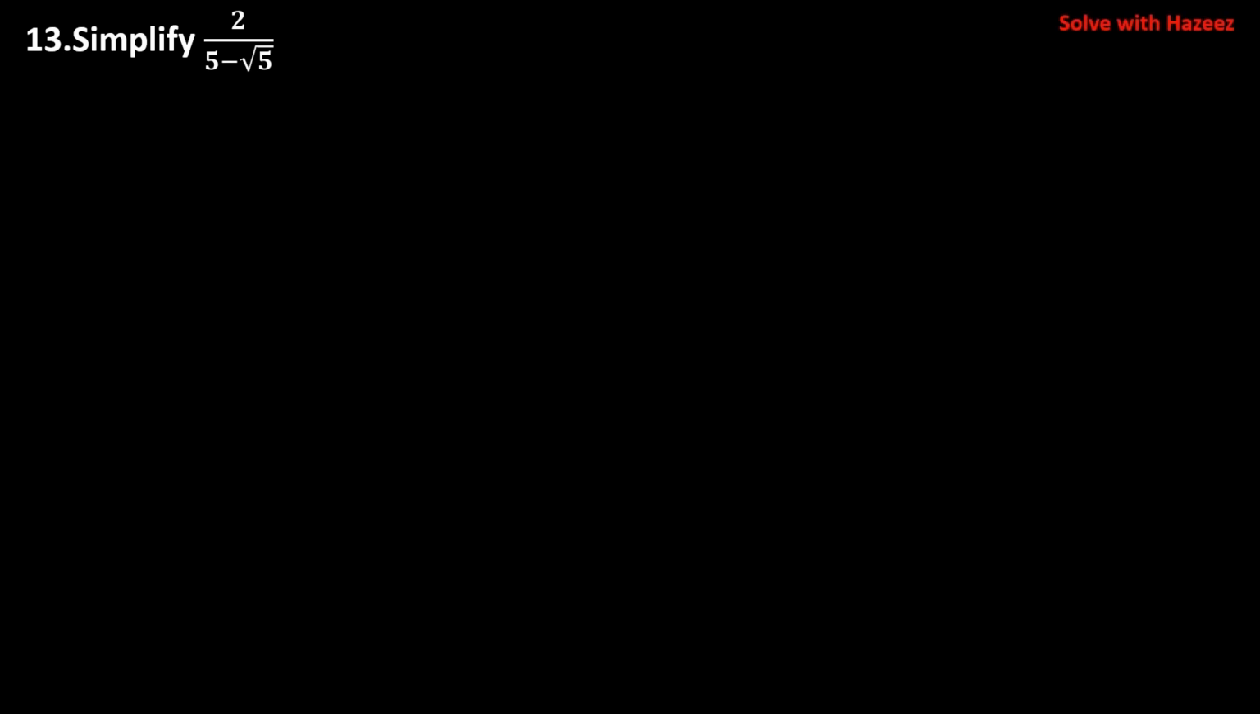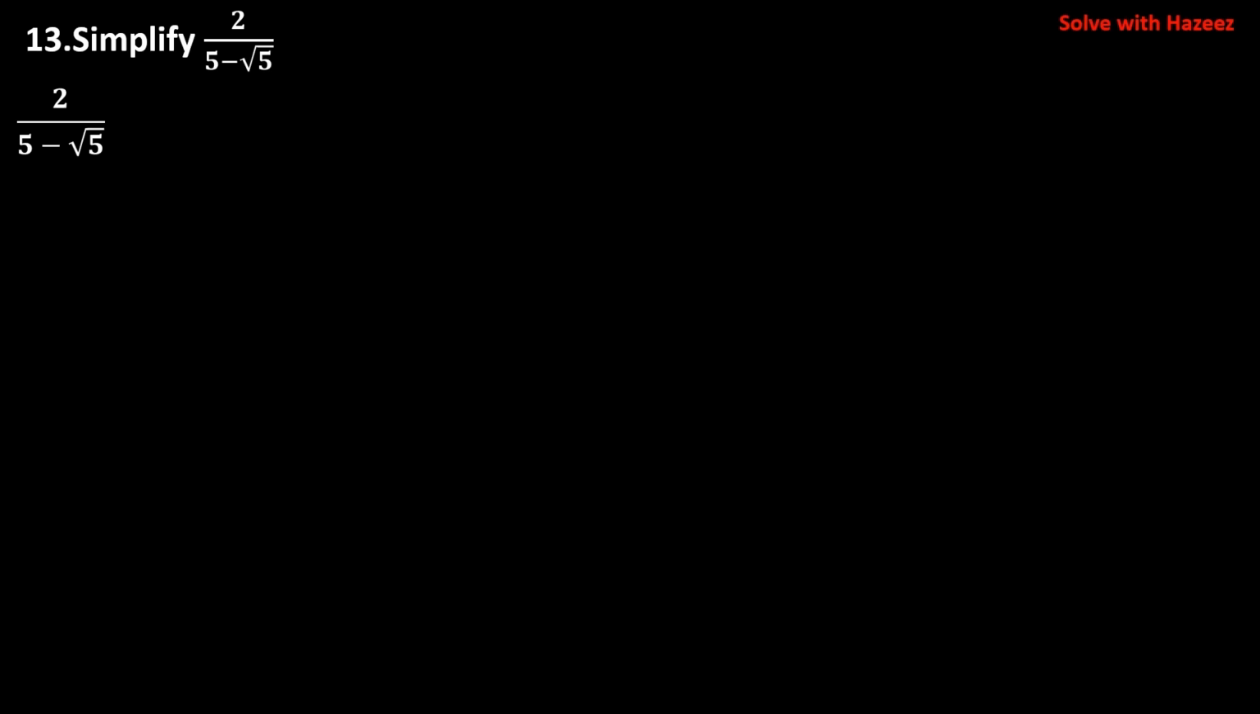Hello everyone, we are moving up to question number 13, which says simplify 2 over 5 minus root 5. So this is coming from the surd, and simplifying surd. Firstly, in any given fractional expression, that is anytime we have a fraction, there shouldn't be a square root at the denominator. It can be at the numerator, but having a square root at the denominator, we have something we call rationalization.